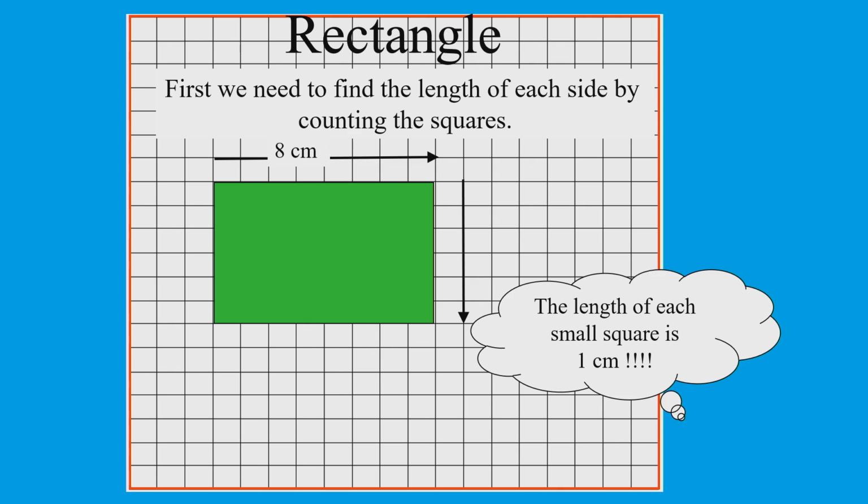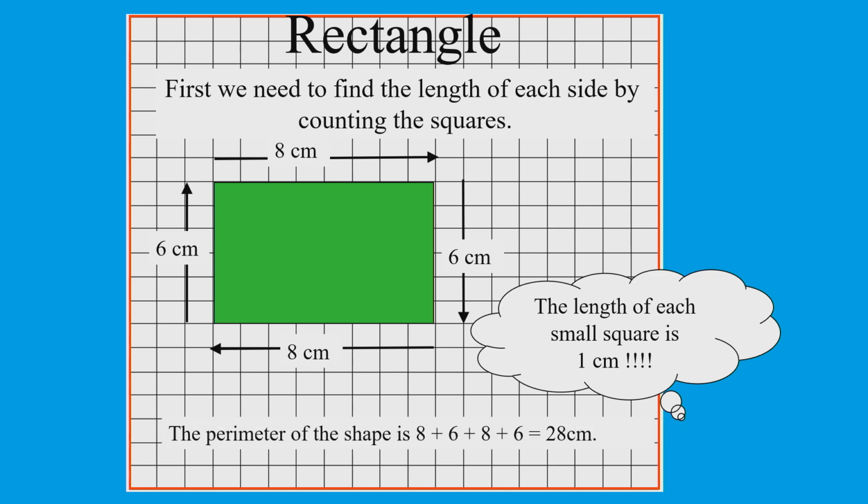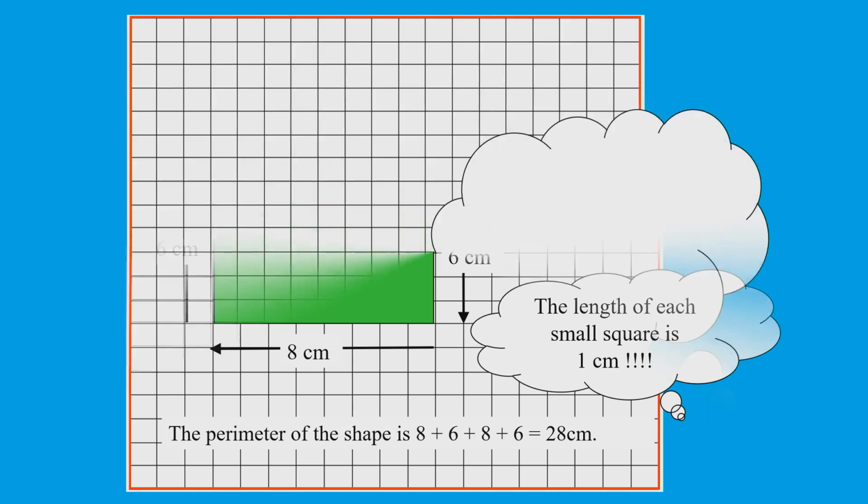Going down, then moving up, we have 6 centimeters. Adding up all the sides, we get the whole perimeter, that is 28 centimeters. Let us move on to the next slide.